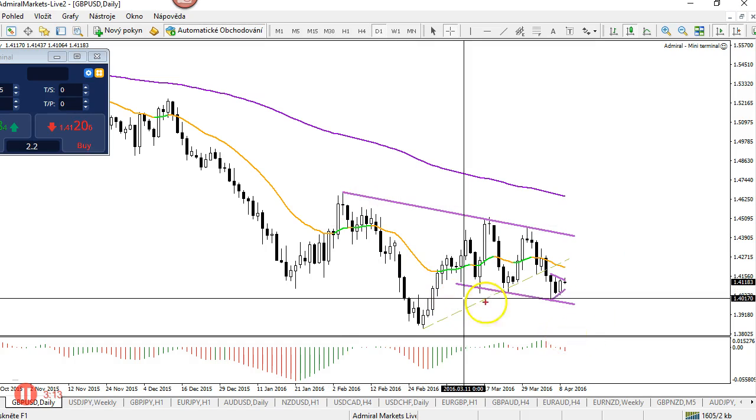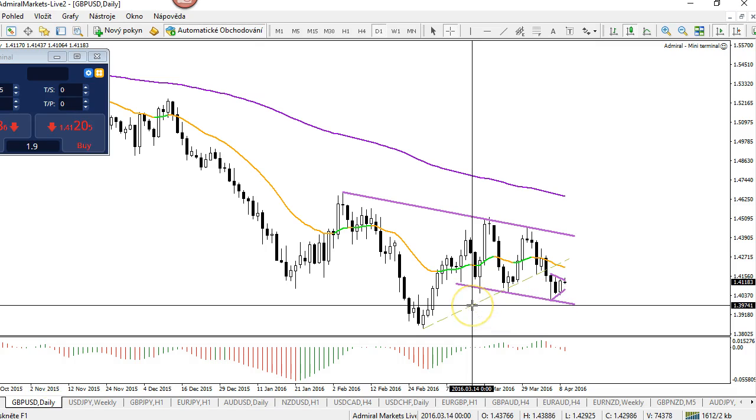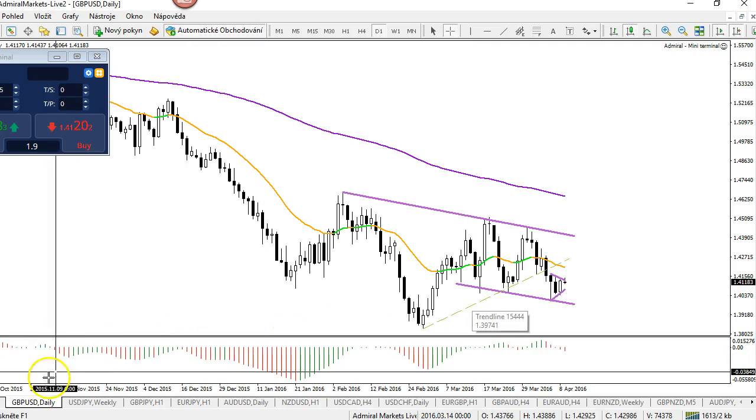In the meantime, we're having a bit of a channel, or a triangle basically right at the bottom of the channel, and that itself is a chart pattern on its own, so keep an eye on those trend lines for an upside or downside break.